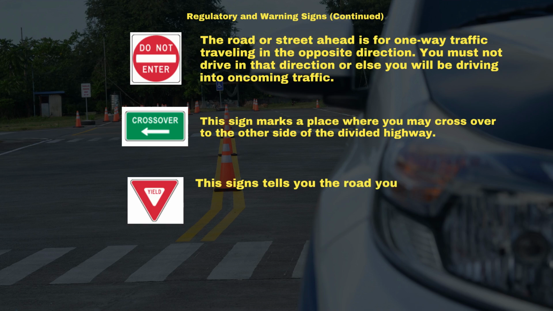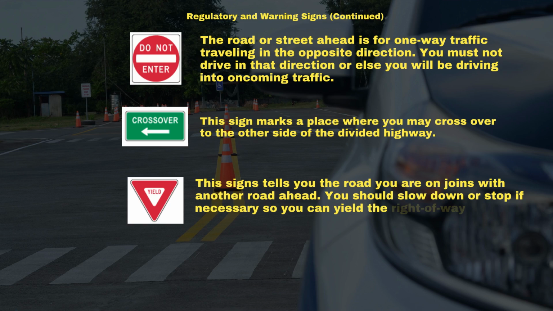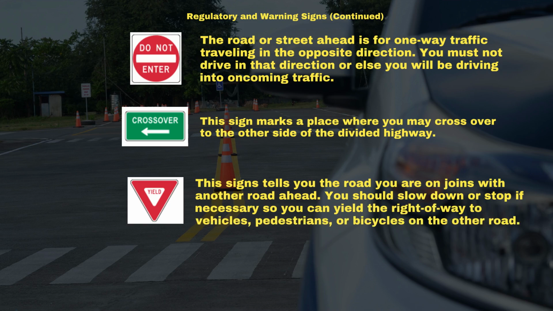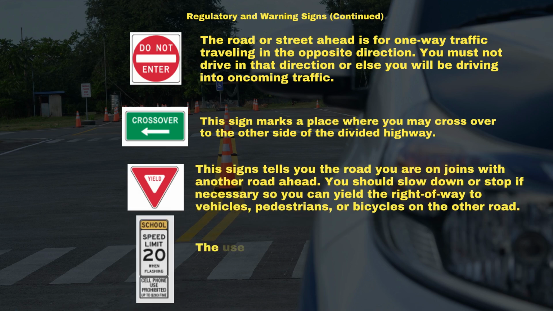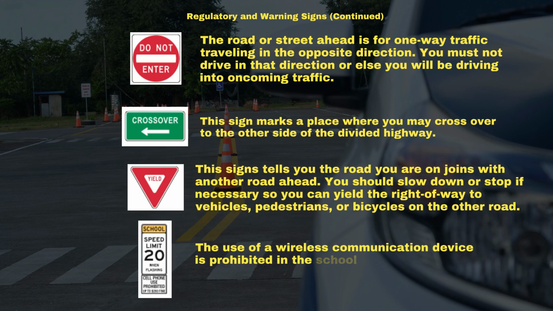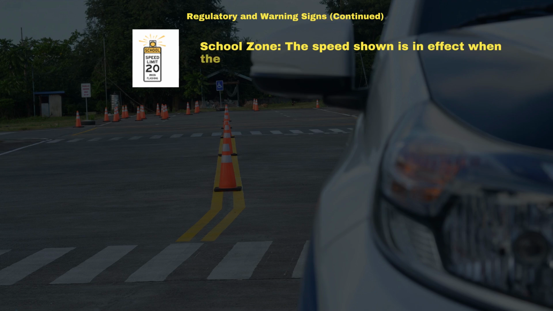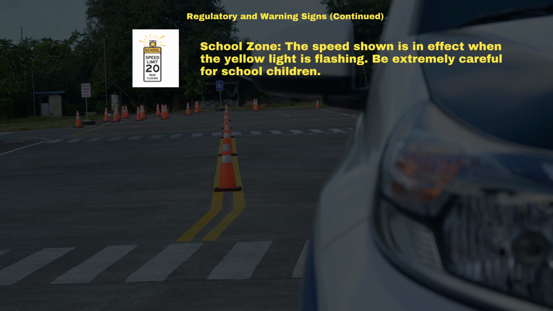This sign tells you the road you are on joins with another road ahead. You should slow down or stop if necessary so you can yield the right-of-way to vehicles, pedestrians, or bicycles on the other road. The use of a wireless communication device is prohibited in the school zone. School zone. The speed shown is in effect and the yellow light is flashing. Be extremely careful for school children.